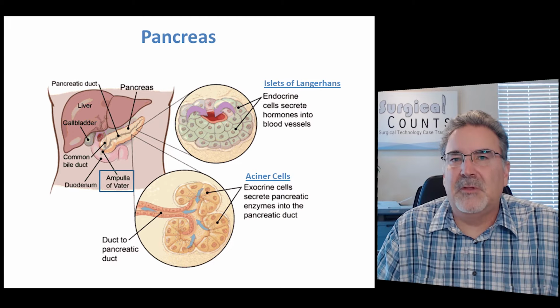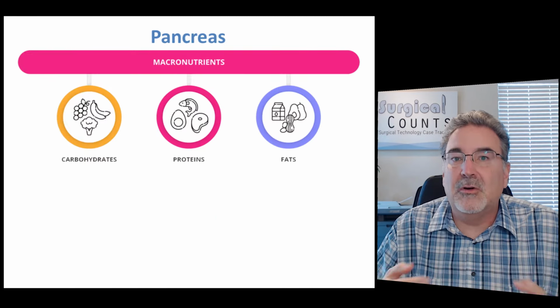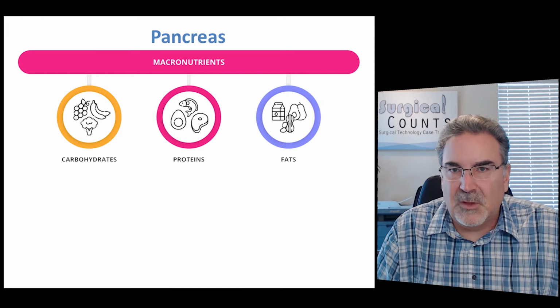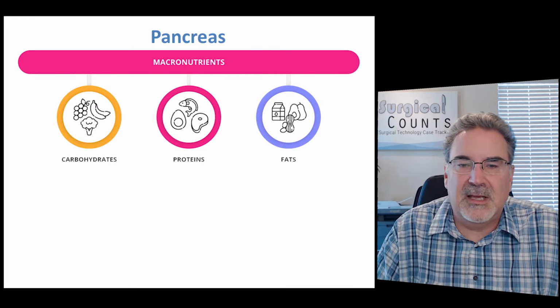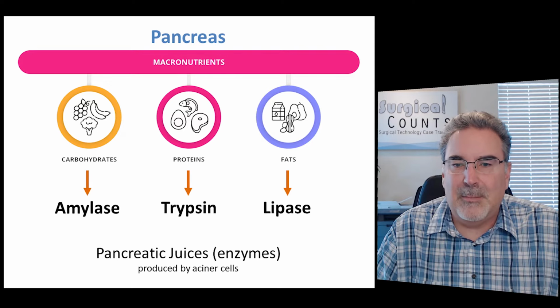Well, think about the food that you eat. The food can be described in three main categories known as macronutrients. We have carbohydrates, proteins, and fats. Those are the three main types of things that you can eat. So to digest carbohydrates, the pancreas produces amylase. To digest proteins, trypsin, and to digest fats, it produces lipase.